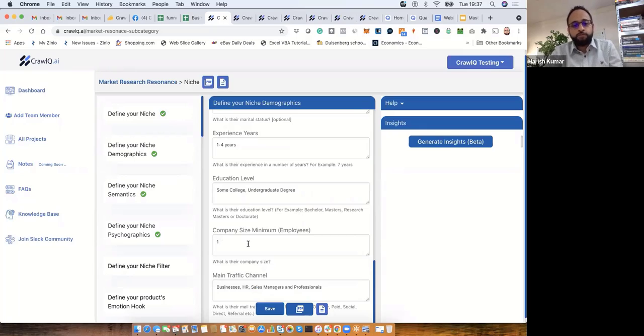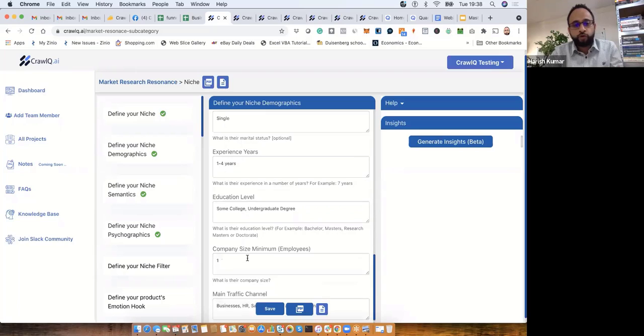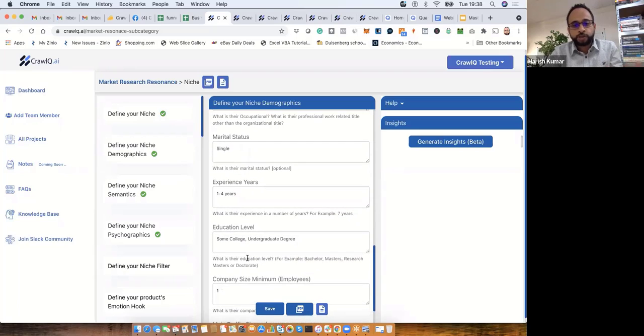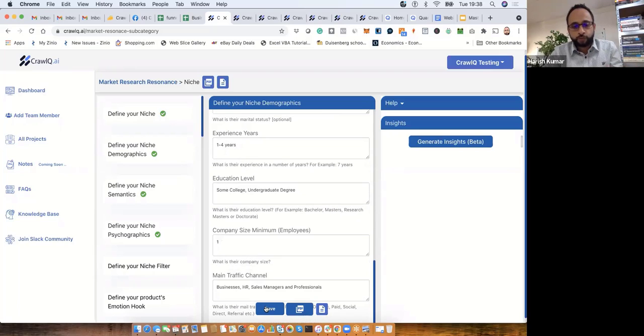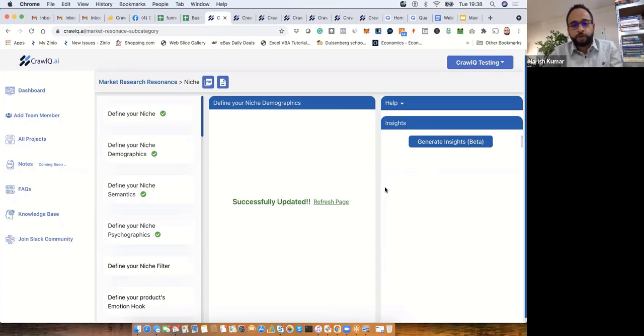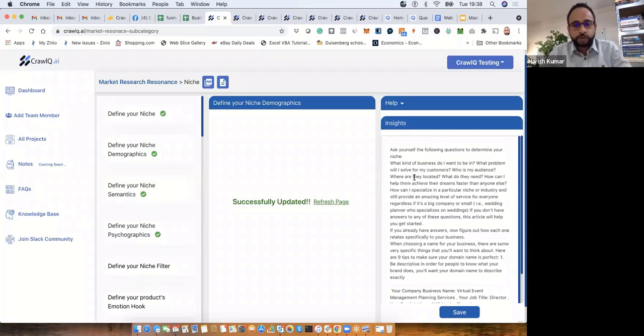Now, I'm not saying that this is all correct information. This is to help you come up with a starting point. And once you save this information, you can also generate additional insights based on this. And once you read those insights, this is still in the beta state, but it will help you further refine your idea. Initially when we started, this was not there. We recently added it in the last 2 weeks, where we can now say truly AI-assisted market research.